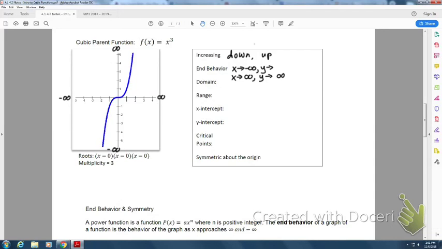The first one, negative infinity, means that I'm going to the left. I'm going towards negative infinity. The y value is approaching what? Negative infinity. Are they always going to match? No, not always. We'll talk about those on the back.